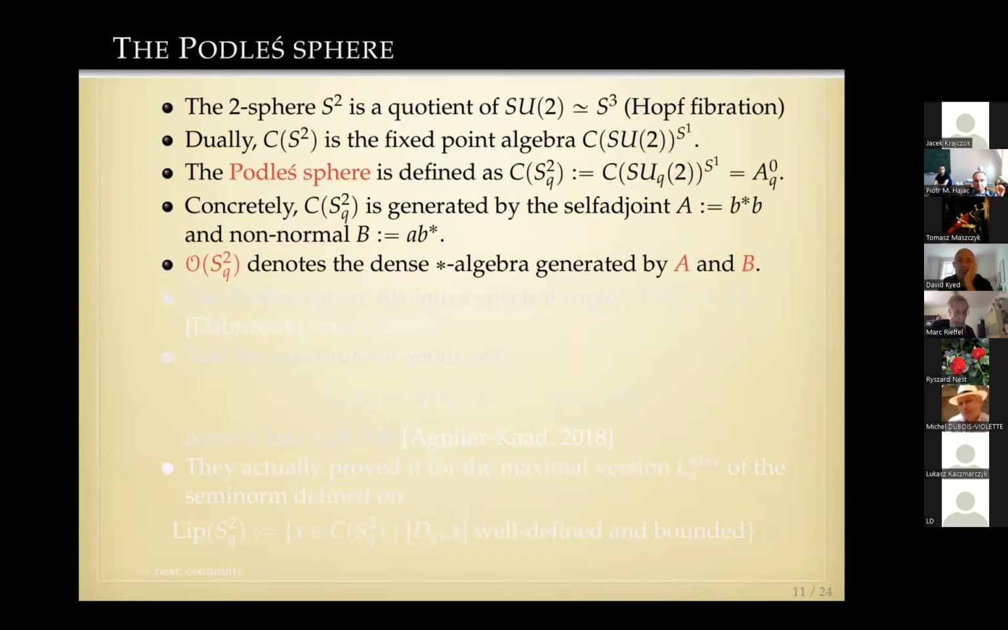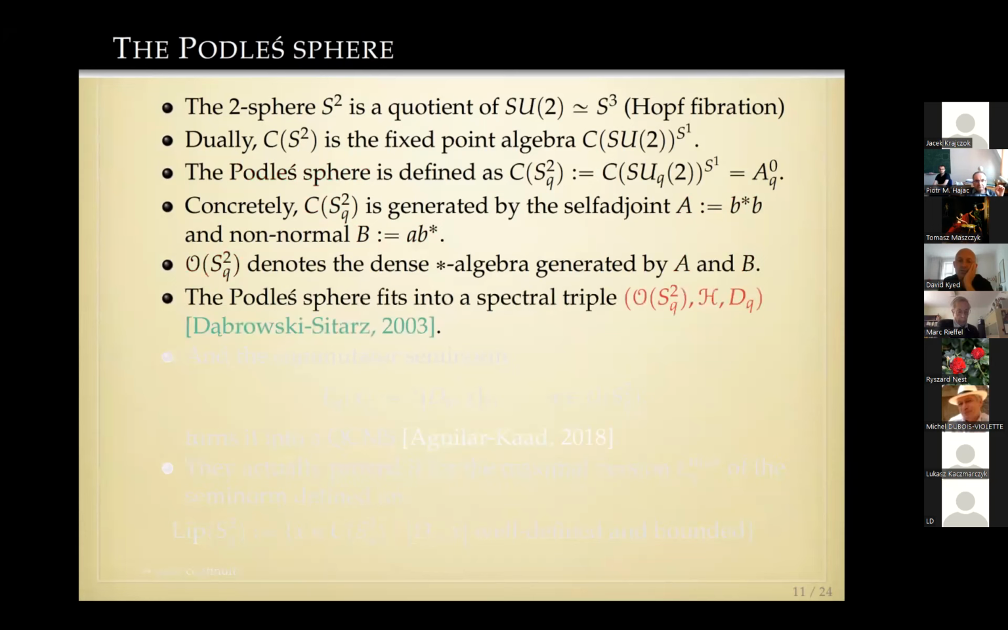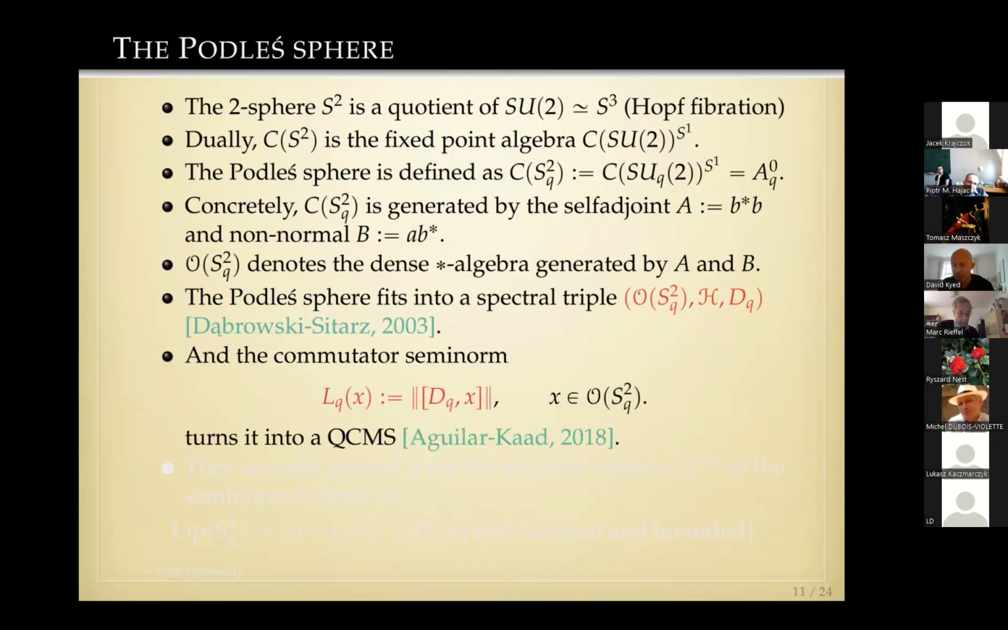And the reason why I'm talking about this is that this algebra fits into a spectral triple, an honest to God spectral triple. This is the Dabrowski-Sitarz result from 2003. And once I have a spectral triple, I told you how to form a semi-norm. I can look at this commutator semi-norm. And this does turn the Podleś sphere into a compact quantum metric space. This was what Jens and Konrad showed back in 2018.